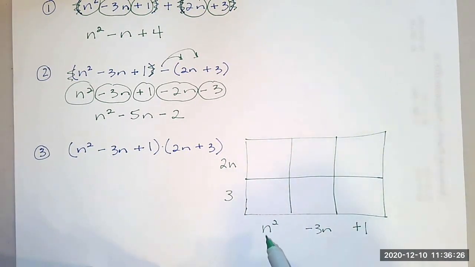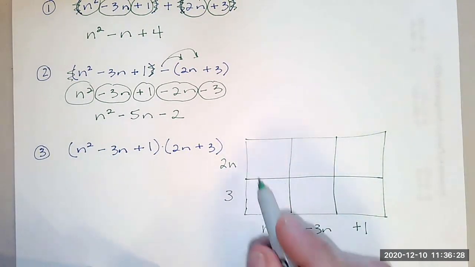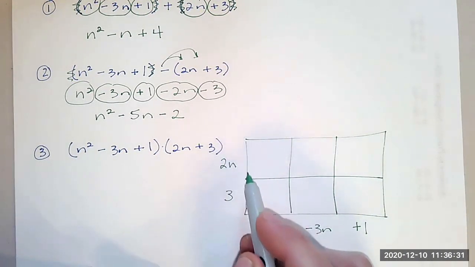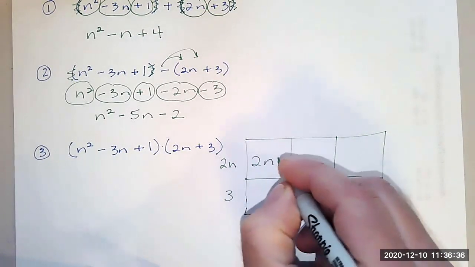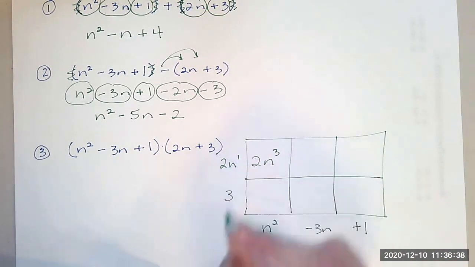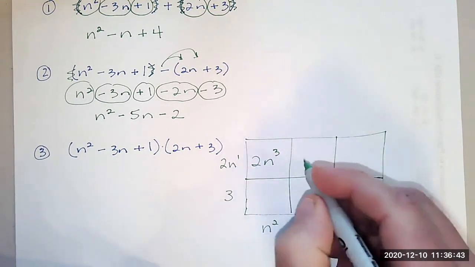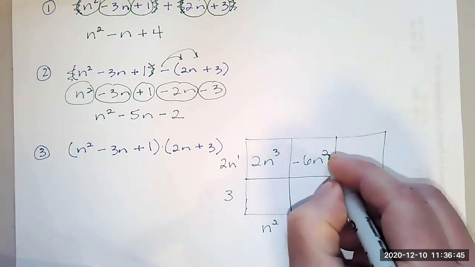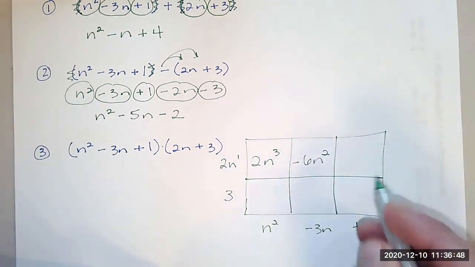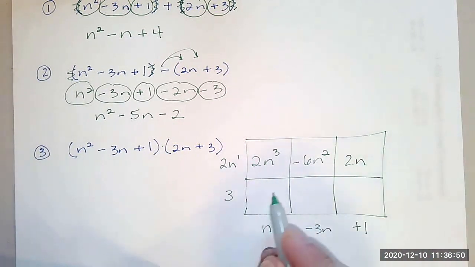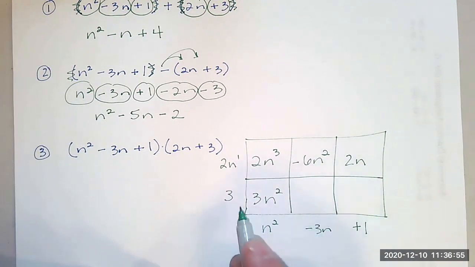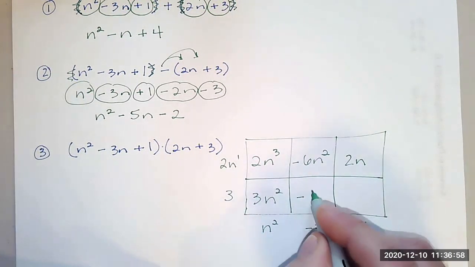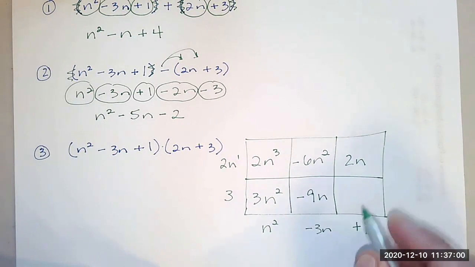The parts in this case are the product of each of these sections. So this is 2n, this is n squared. The product of those two is 2n to the third. Product is negative 6n squared. Product is 2n. Product is 3n squared. Product is negative 9n. And product of 3.